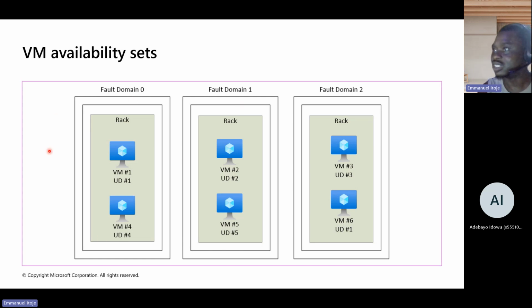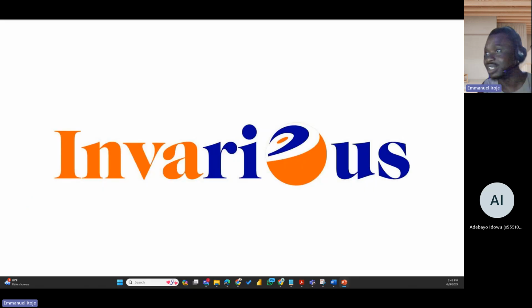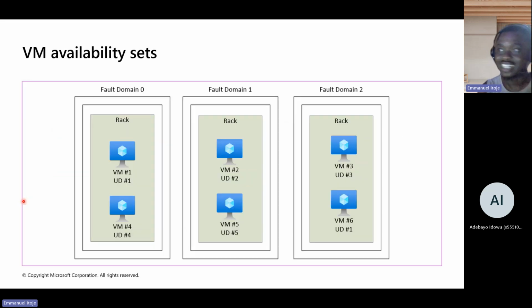Just imagine that all these VMs are now connected to the same power and networking resources, and there's a fault in the power that they are connected to or in their networking. Automatically, it means that all the VMs will be down, and resiliency is already affected, and the term high availability is no more actually possible, because their networking is faulting, their power is also faulting.